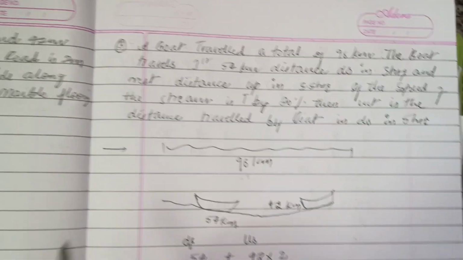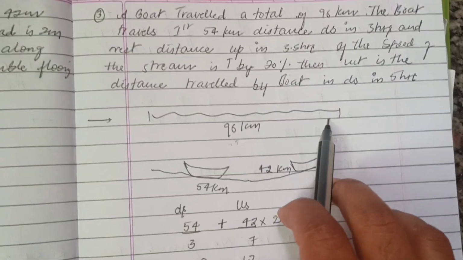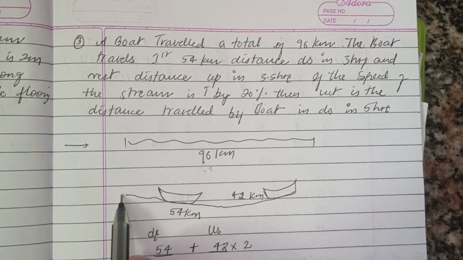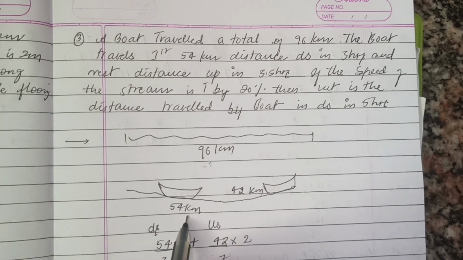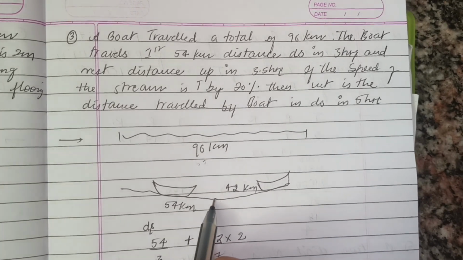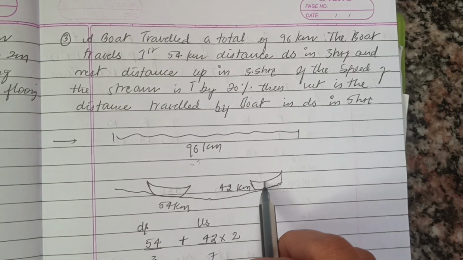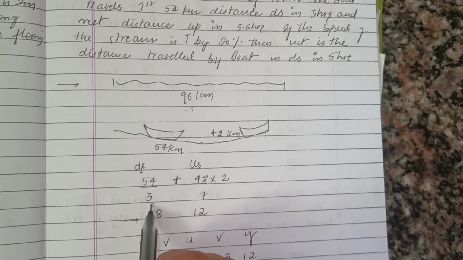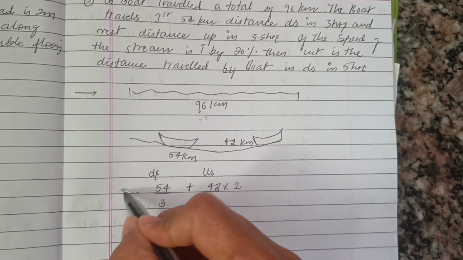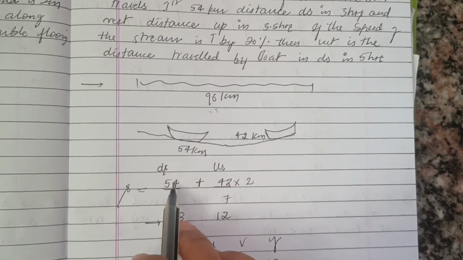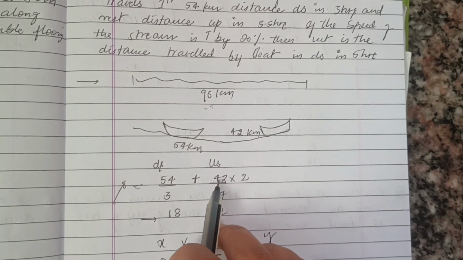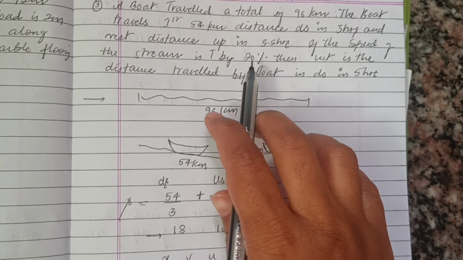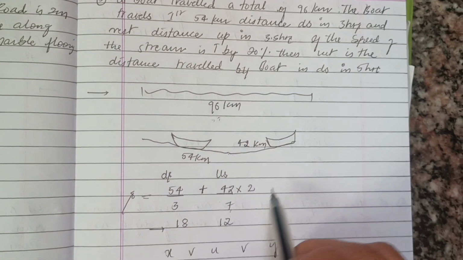Okay, so they had mentioned that the total distance is 96 km. Let's assume the boat is going downstream like this, and it covers a distance of 54 km. Later it covers the remaining 42 km in the upward direction. We know that distance divided by time gives the speed. So I have written 54 divided by 3, and here 42 divided by 7 by 2, because I have written the 3.5 as 7 by 2.